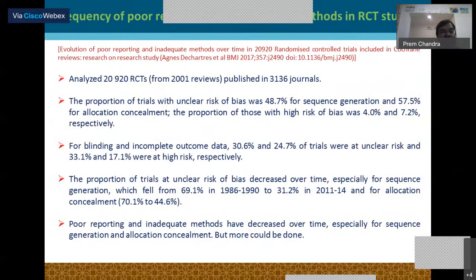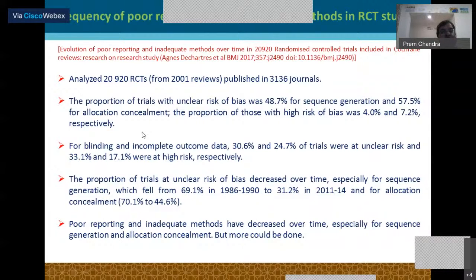Okay, so this slide is basically showing you the frequency of poor reporting and inadequate methods in RCT studies. That was published in BMJ by Agnes et al. He analyzed the data of more than 20,000 RCTs published in more than 3,000 journals. I just wanted to highlight the inadequate reporting of different components.